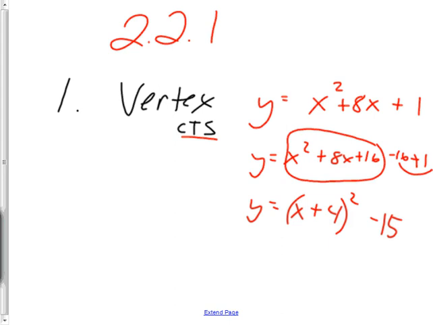Why am I doing this? Let's say you were in a word problem where they wanted to know the highest that the ball ever went, or the lowest that the submarine ever went. Those highest and lowest spots, they are vertexes, right? Think about it. The highest spot on a parabola or the lowest spot in a parabola, they'd be vertexes. So this finds the vertex for us. Negative 4 comma negative 15. Raise your hand if you understood that one. All right, good.